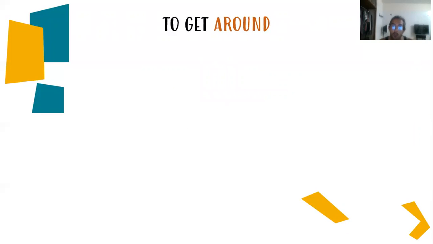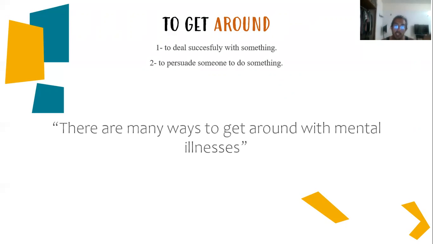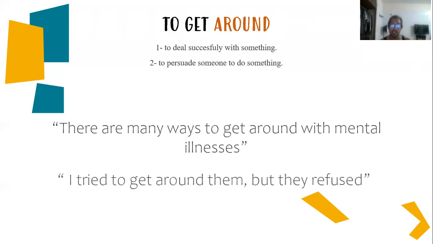If we add the word around, to get around, its meaning will be to deal successfully with something, but its meaning can also be to persuade someone to do something. So I can say there are many ways to get around mental illnesses, or I try to get around them, but they refuse. See?